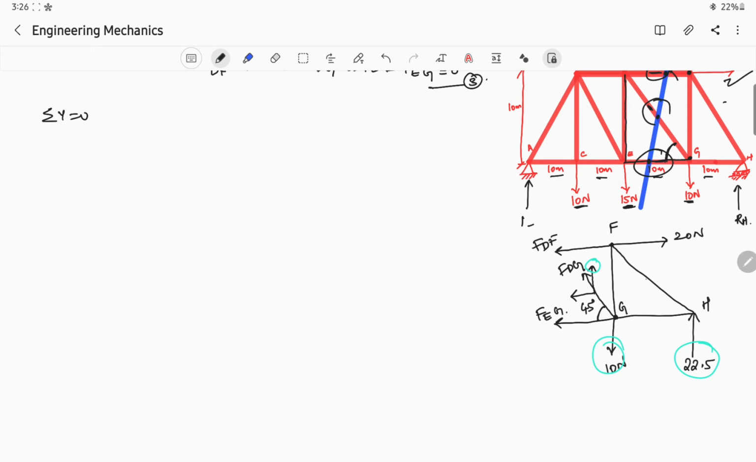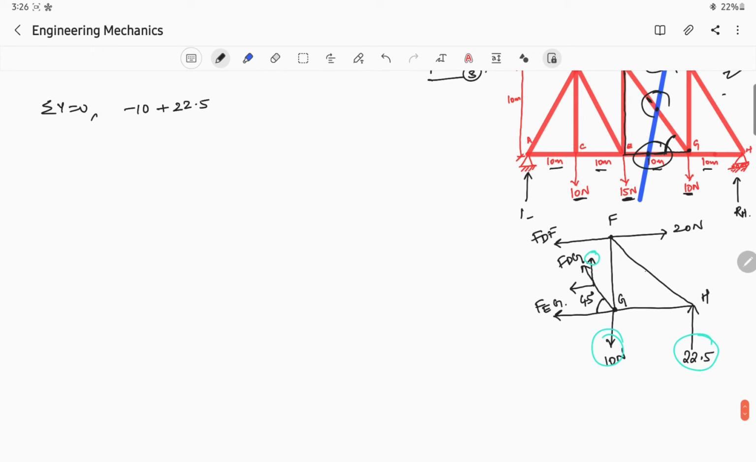So first is minus 10, then plus 22.5. It is going in upward direction, plus FDG sine 45, FDG sine 45 equal to 0, right?